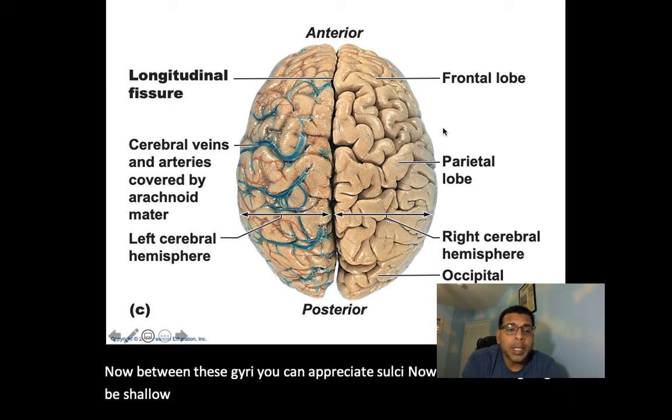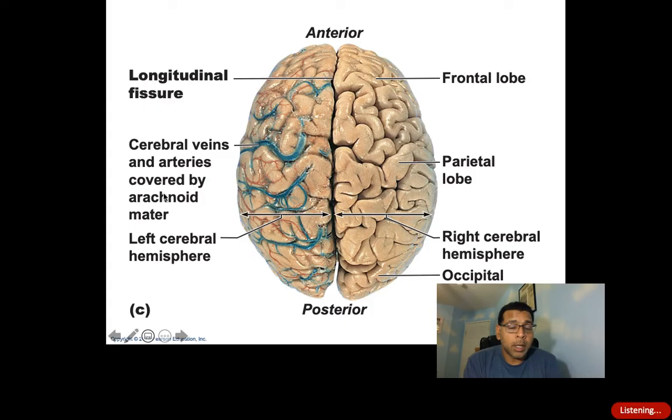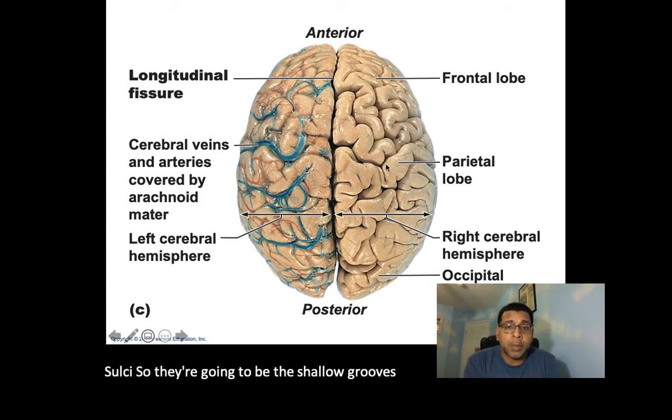They will be shallow grooves that you can appreciate right inside of there. So here we can appreciate again the gyri and the sulci. When we talk sulci, sulci are going to be the shallow grooves you can appreciate in between these elevated ridges of tissue, between these gyri.